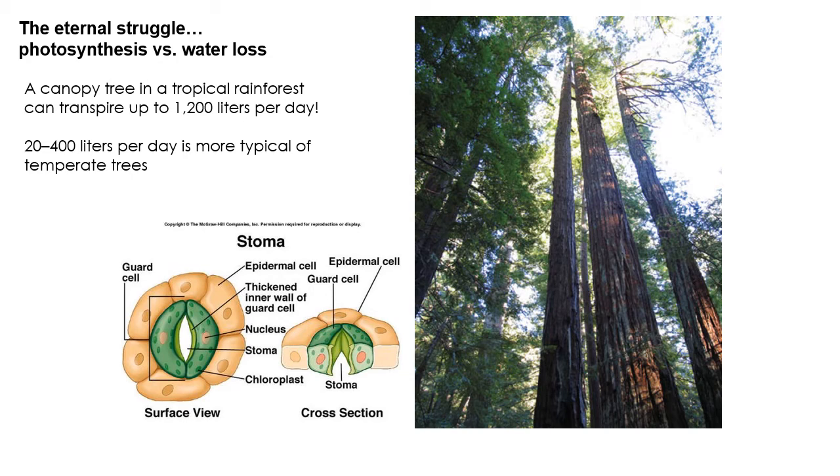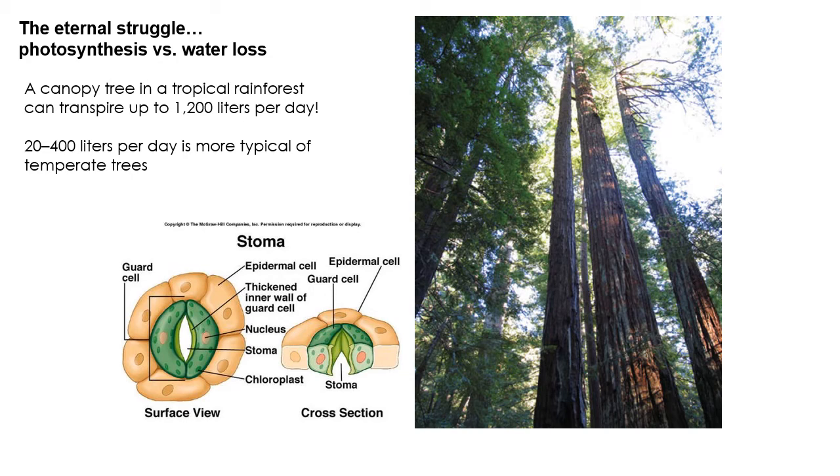The other thing that's good about water loss is it keeps the leaves cool. The evaporation from the surface of the leaves helps keep the leaves cool, especially in the upper part of the canopy, where you're in a lot of direct sunlight. There's a lot of heating. So again, it is a balance.